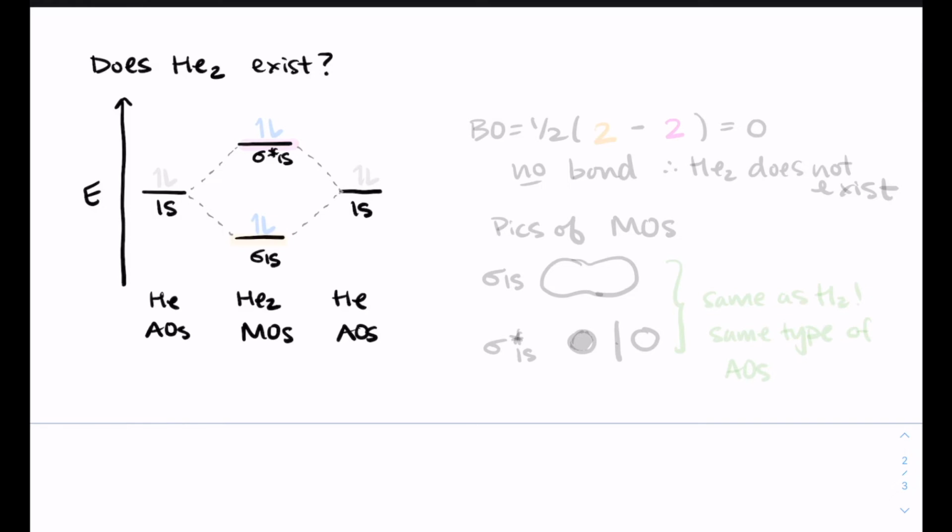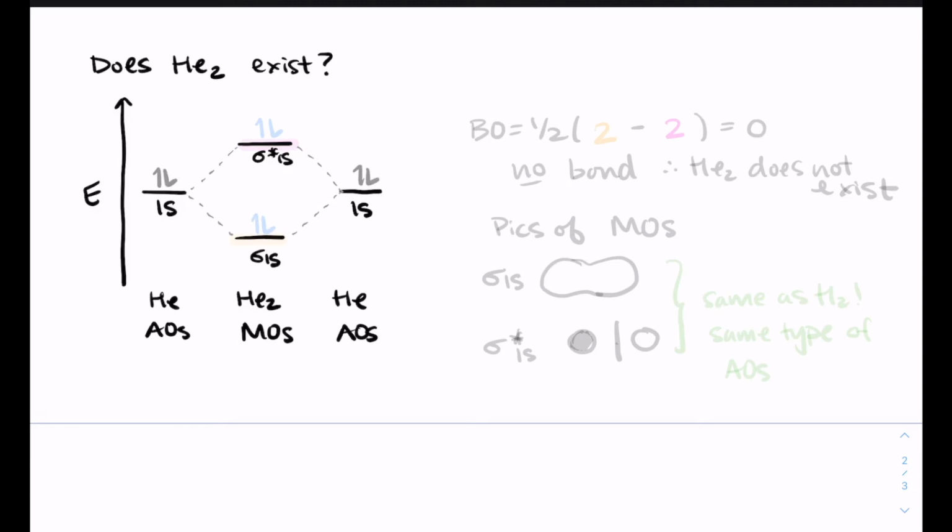You'll also notice that I do have dots, or a dashed line, connecting my atomic orbital to the molecular orbital. Please make sure that you include these. It doesn't seem like a big deal now, but it is going to help us keep track of which molecular orbitals came from which atomic orbitals. Okay, so this is my MO correlation diagram.